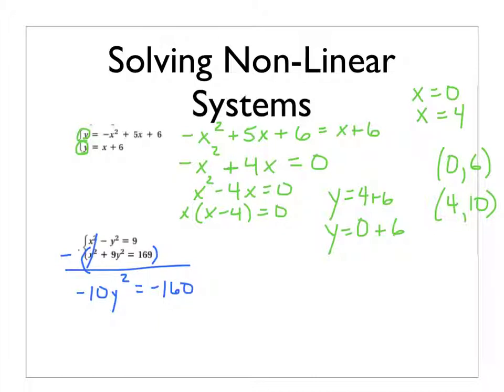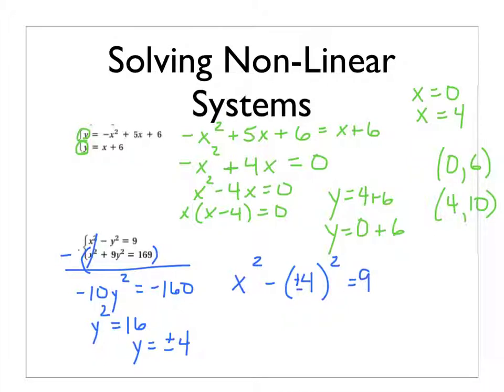You divide by negative 10, you have y squared equals 16, which means y is plus or minus 4. Don't forget the plus or minus. That's giving us two different ordered pairs. So now we're going to go back, and we're going to plug in that plus or minus 4 into one of the two equations. I'm going to use the first one. So x squared minus, when we put 4 in there, it actually doesn't matter if we put a positive or a negative 4 in there. They both have the same outcome.